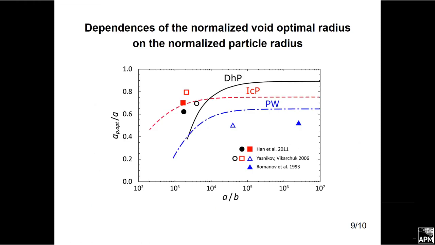Here we show the dependence of the normalized void optimal radius on the normalized particle radius. In the case of the decahedral particle, the normalized optimal radius increases until it reaches some constant value. Here it's approximately 0.9 units. And here is some experimental observation of voids in the decahedral particle, and we could see that the experimental results only qualitatively coincide with the theoretical result.